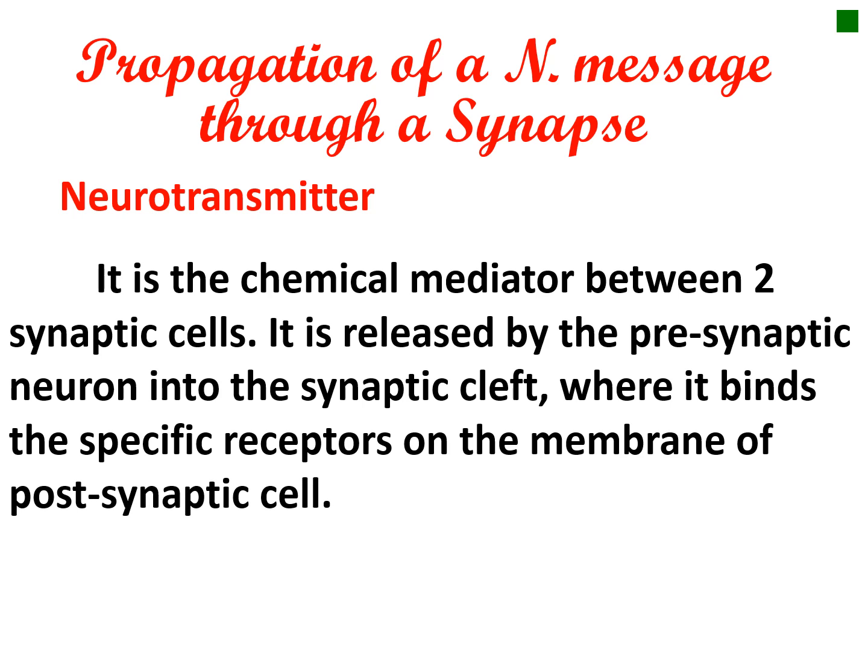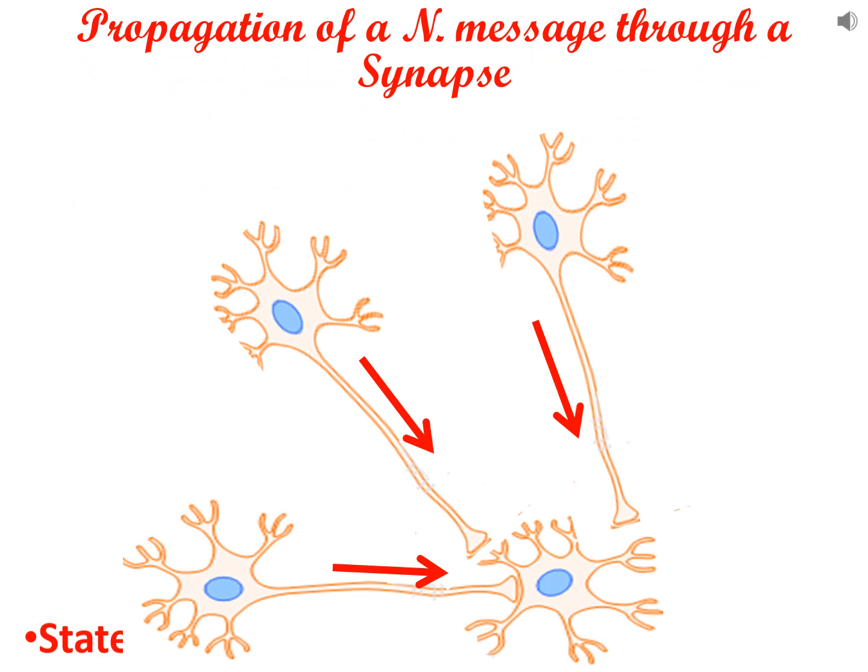Propagation of the nervous message through a synapse occurs with the help of neurotransmitters. Neurotransmitters are chemical mediators between two synaptic cells. They are released by the presynaptic neuron into the synaptic cleft, where they bind to specific receptors on the postsynaptic cell, especially on their membrane.